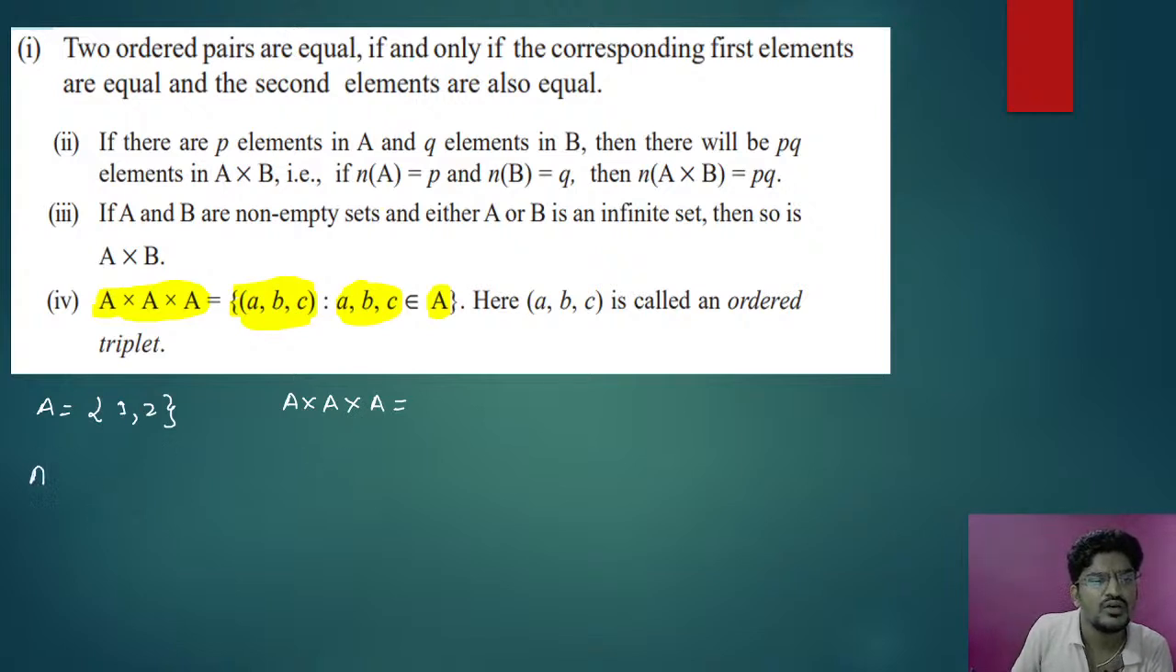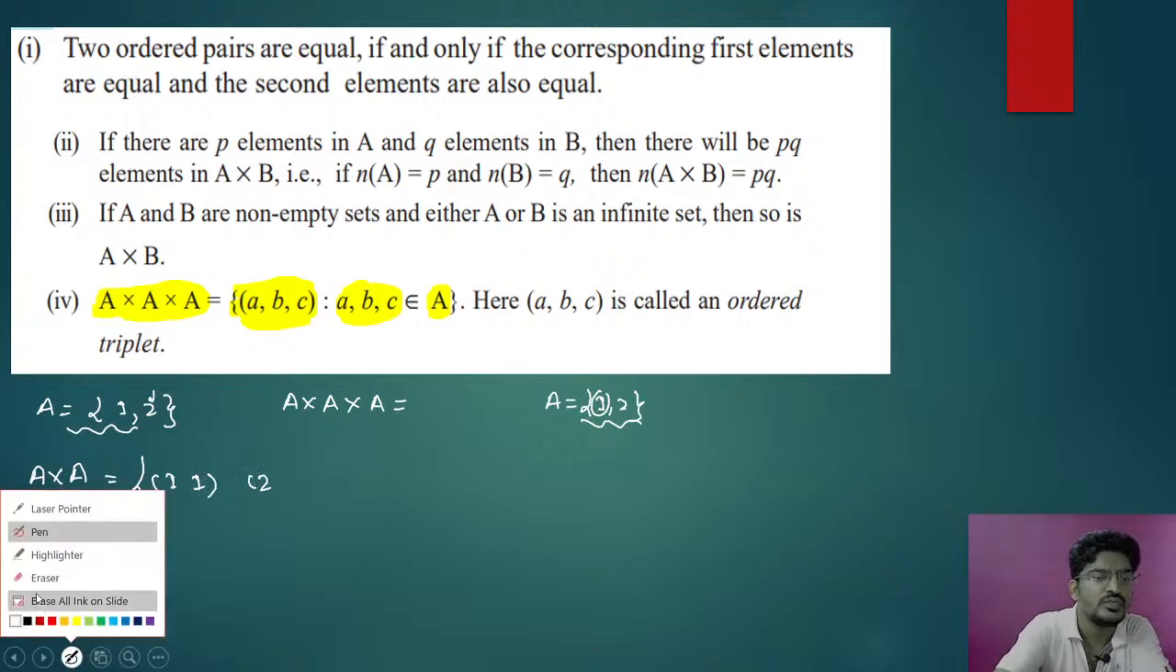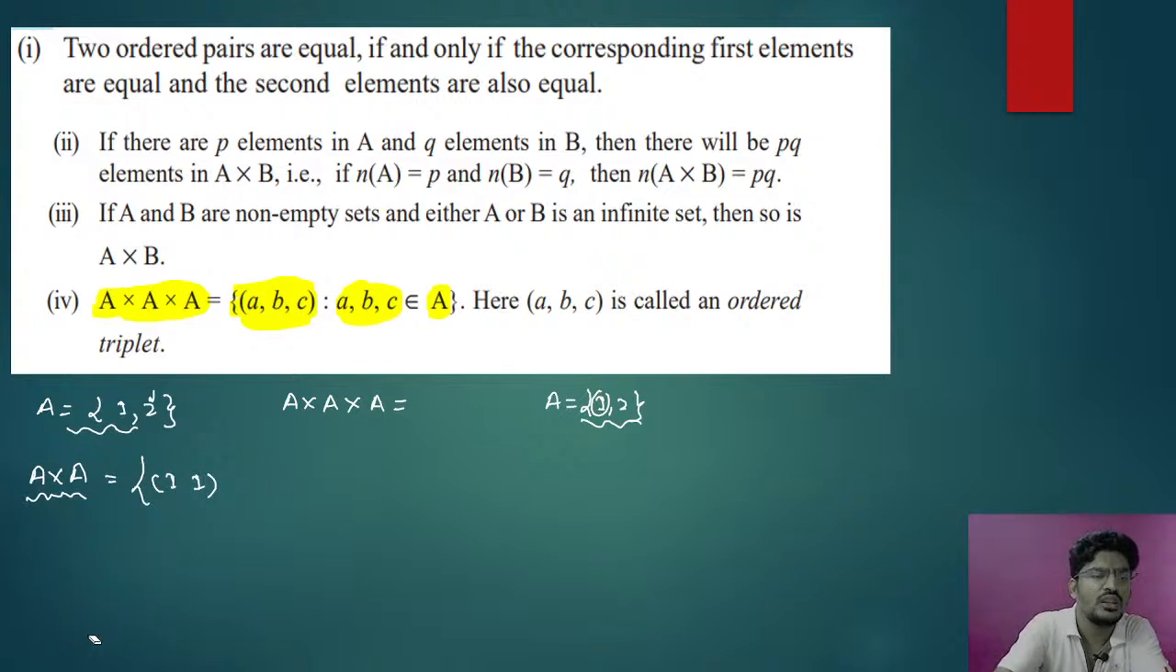That means, see here, first you have to simplify A cross A. How to simplify A cross A? See, here only one set is present, so you can take another set also as 1, 2. Both the sets are same. So we are making cross product with the same set. The first element is 1, here also the first element is 1, the second element is 2. So the ordered pairs are (1, 1), (1, 2), and the third ordered pair will be (2, 1) and (2, 2). Okay, so this is cross product with 2 sets.